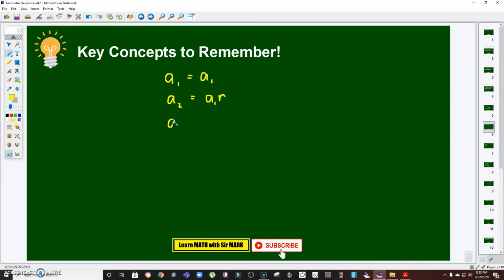Next, the third term is produced by multiplying the preceding term, which is a sub 2, by the common ratio. See that? But take note, our a sub 2 is a sub 1 times r. This is a sub 2 times the common ratio. So the product of this one is a sub 1 r squared.